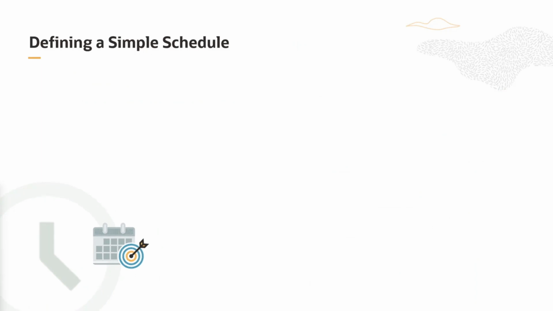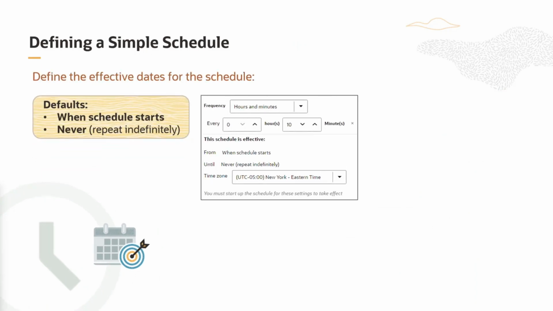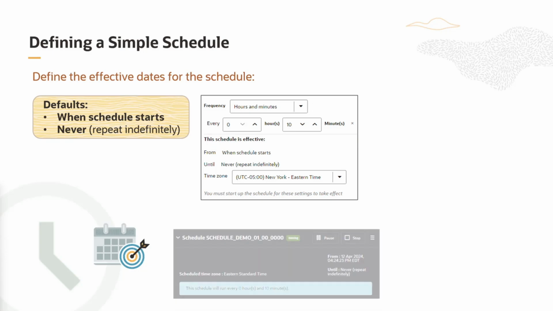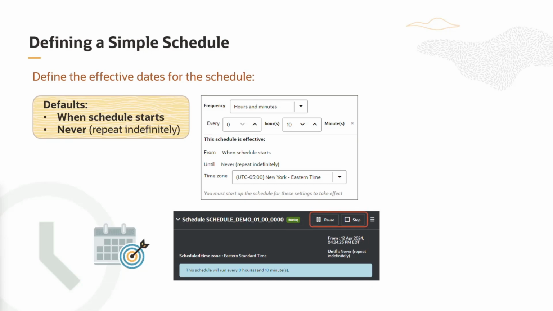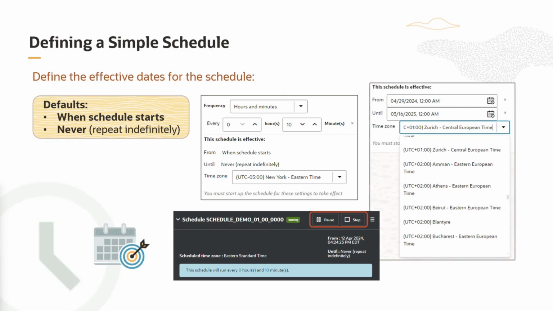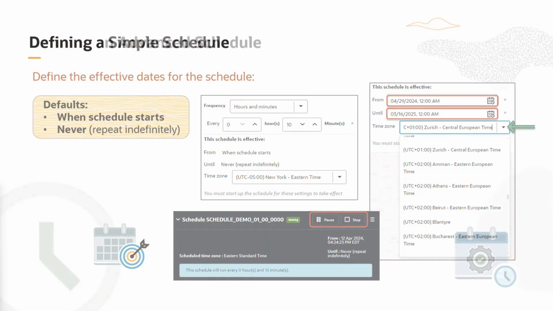Next, to define the time period for this schedule, you can either accept the default, where it will start once you start the schedule, and it never expires. Of course, you always have the option to pause or stop the schedule manually whenever you wish. Or you can provide a start date and time as well as an expiration date and time. And of course, you'll want to indicate the time zone to use as per your business requirements.